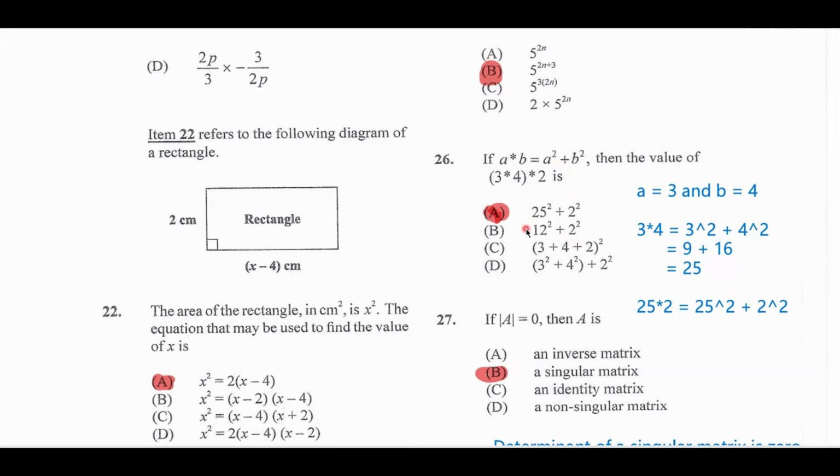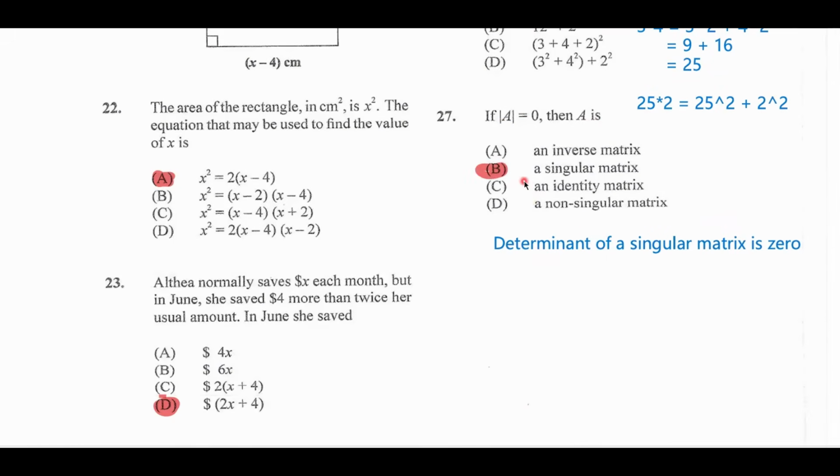So that is E. 27. If the determinant of A, and yes, those two strokes mean determinant, if determinant A is 0, then A is what? Well, I'm just telling you, the determinant of a singular matrix is 0. So just learn that. B.